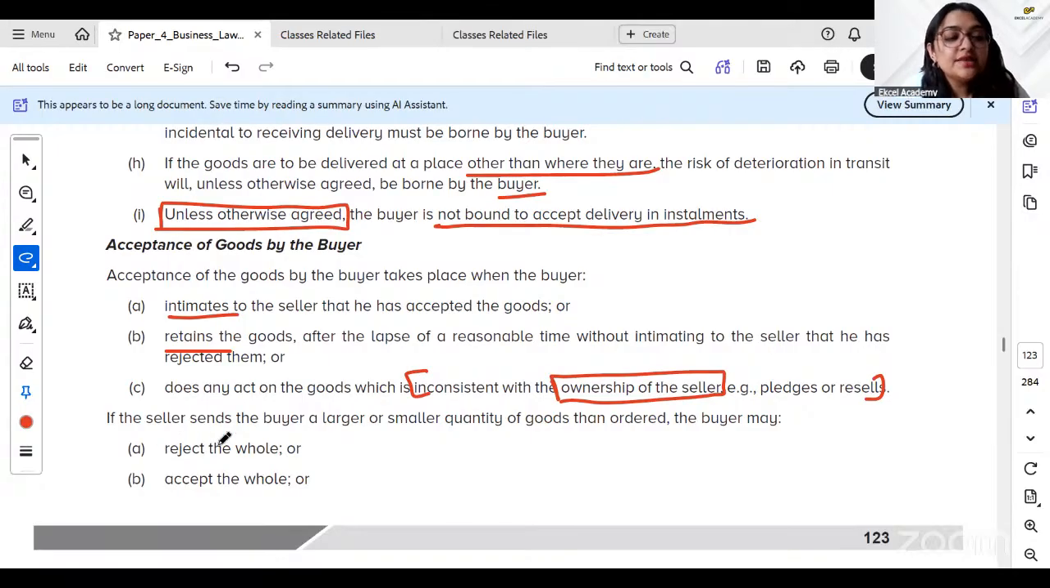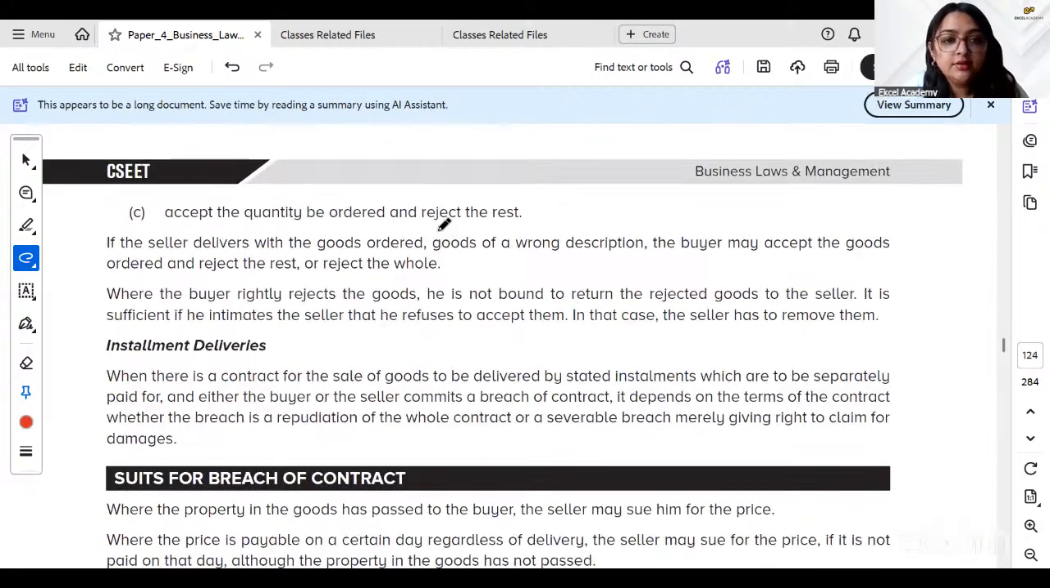If the seller sends the buyer a larger or smaller quantity of the goods, the buyer may reject the whole, accept the whole, or accept the correct quantity and reject the remaining. And if the seller delivers goods mixed with goods of the wrong description, the buyer may accept the correct goods and reject the rest, or they can reject the whole as well.